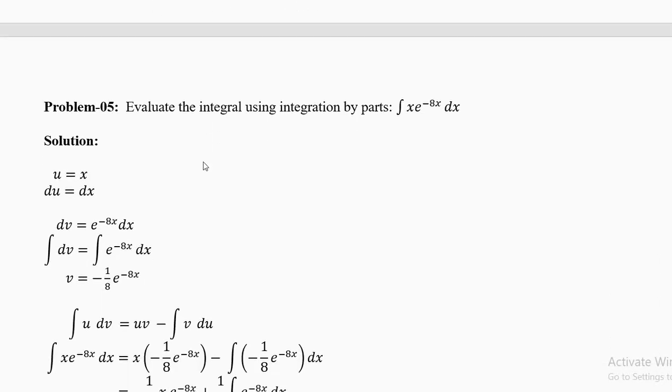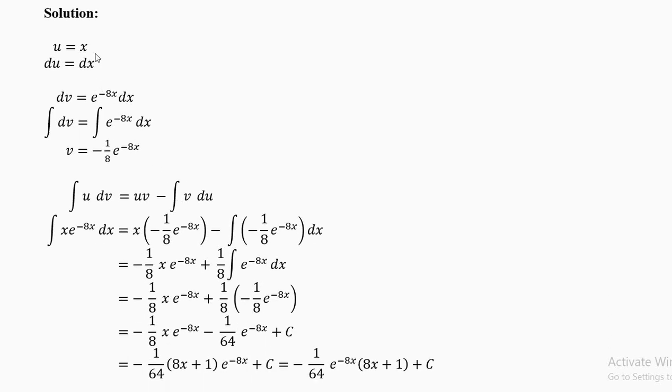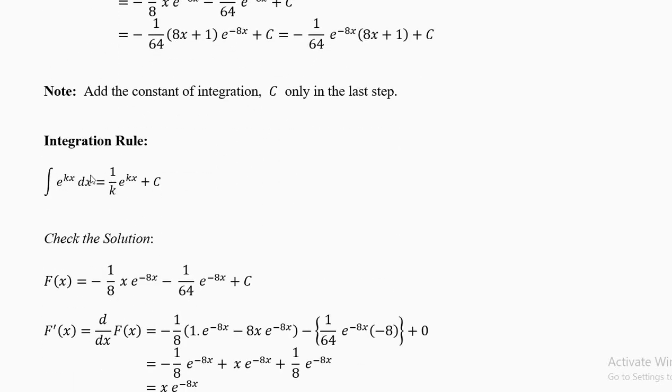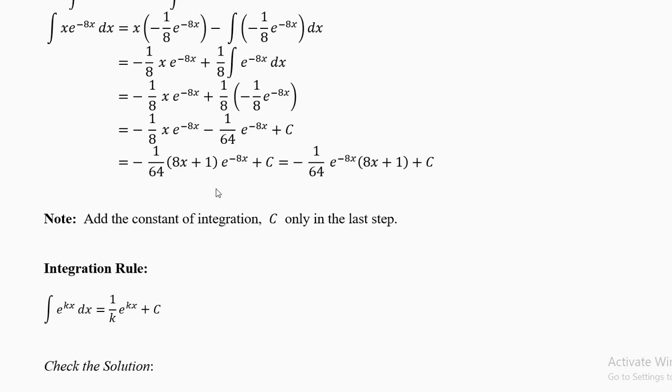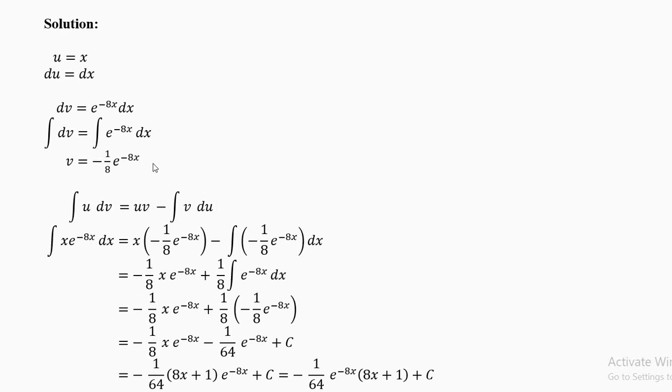Problem 5. Evaluate the integral using integration by parts, integral x e power minus 8x dx. Now again the solution is u equal to x, dv equal to e power minus 8x dx, du equal to dx as before. Now integrate dv, you will get v. Integration of e power kx is 1 over k e power kx. Do not write the plus c in the middle step. v equal to minus 1 by 8 e power minus 8x.